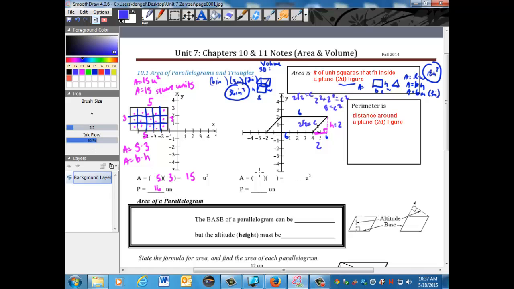All right, from there, our area is going to be our base multiplied by our height. Our base is 6, our height is going to be 2. That would give us 12 units squared. And for our perimeter, we have to add up all of our sides, so we're going to take 6 plus 6 plus 2 rad 2 plus 2 rad 2, which would give us 12 plus 4 rad 2 units. That would be our perimeter.